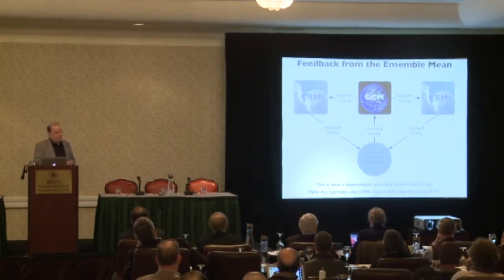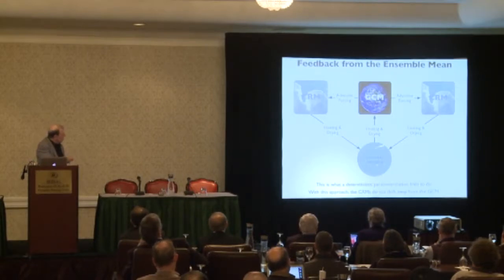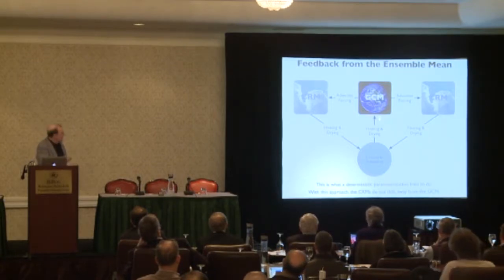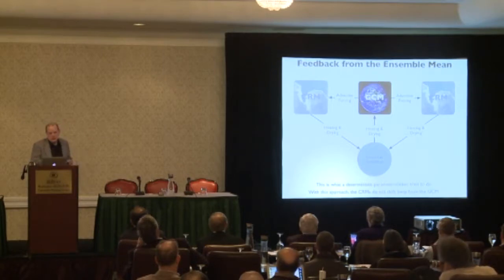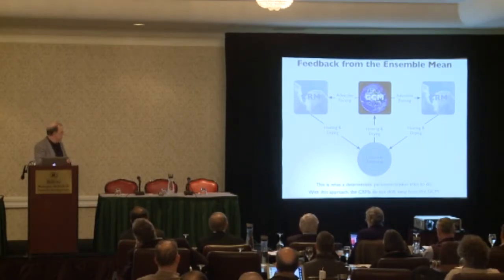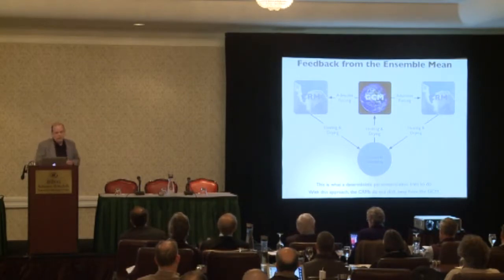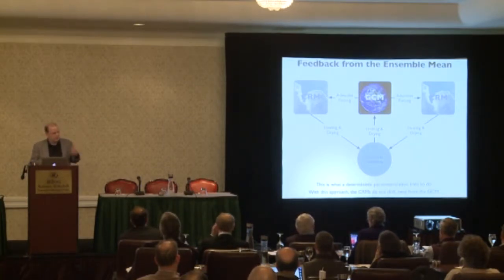But we can do this. Instead of just what I showed you before, we can ensemble average the heating and drying from the two CRMs and feed that back to the GCM. And this is essentially what a deterministic parameterization tries to do, to feed back the expected value of the heating and drying. And with this approach, it turns out that the cloud resolving models don't drift away from the GCM for essentially the same reason I explained before.